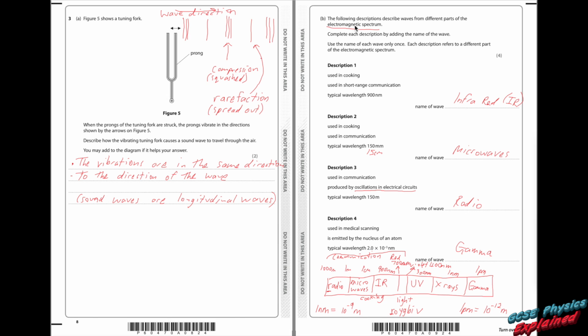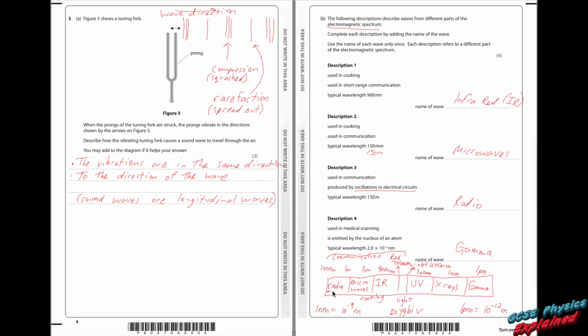Part B. The following descriptions describe waves from different parts of the electromagnetic spectrum. Complete each description by adding the name of the wave. Use the name of each wave only once. Each description refers to a different part of the electromagnetic spectrum.